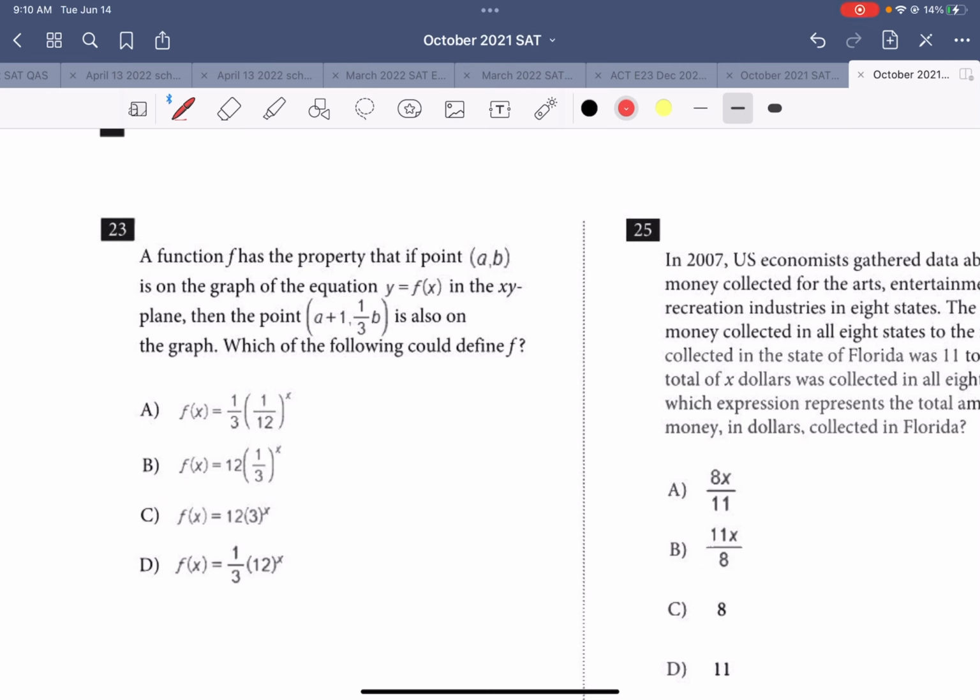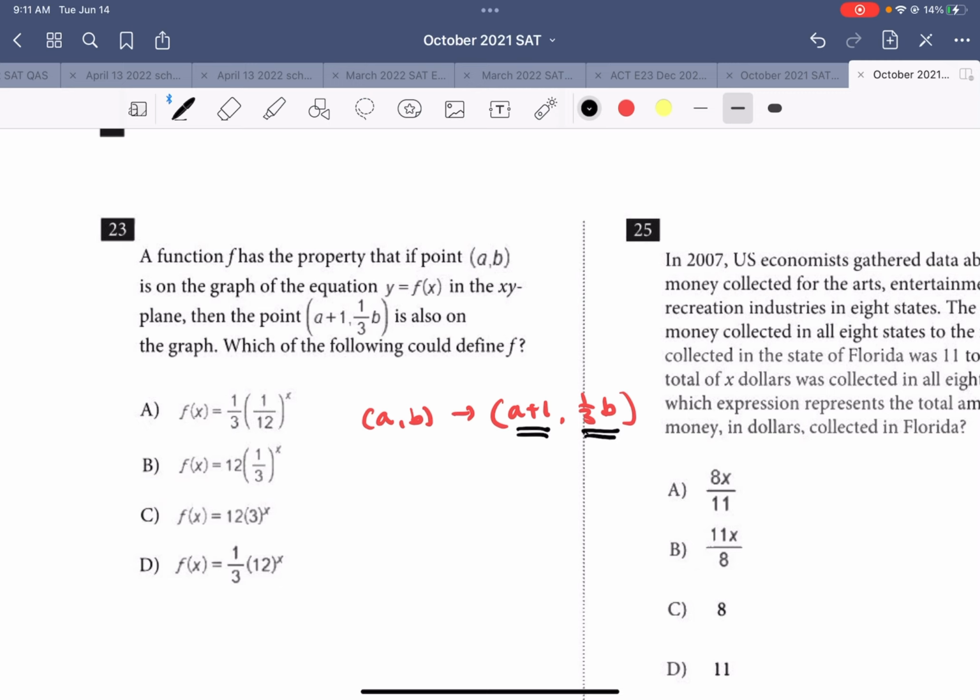So this one, if (a, b) is on the graph, then (a + 1, 1/3 b) is also on the graph. So that means if you look at what happened in here, as x increased by 1, your y value becomes 1/3 of the previous y value. Okay, that's what it means. When x value increased by 1, y value will be 1/3 of the previous value.